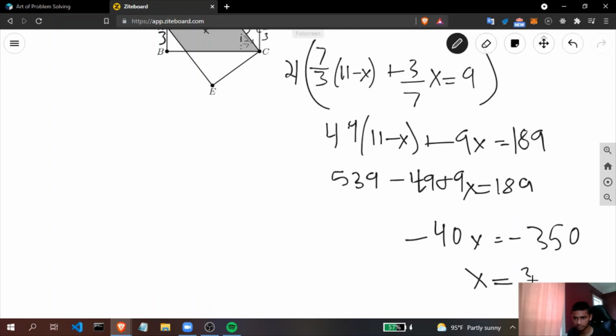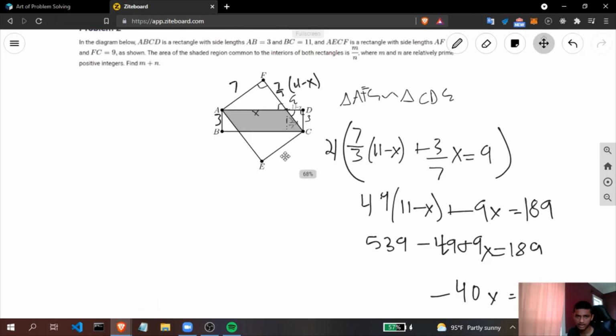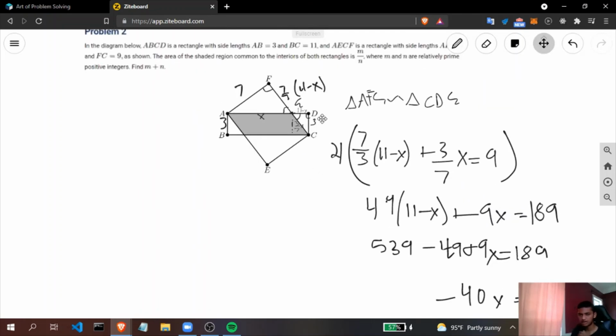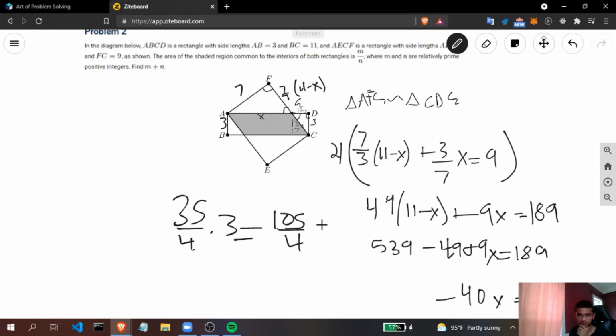Solving for x gives us 35 over 4. Now that we have the answer for x, we can use it to solve for the area. 35 over 4 times 3 gives us 105 over 4 in terms of the area. But that's not the end of it. We need to figure out what m, the numerator, plus n, the denominator, is. So 105 plus 4 gives us 109, which is the final answer.